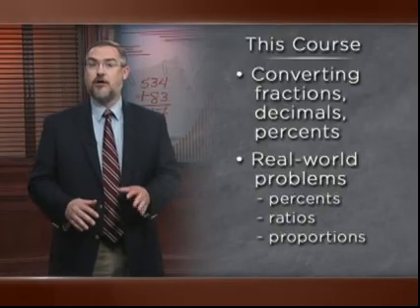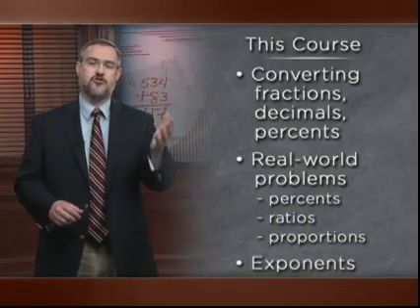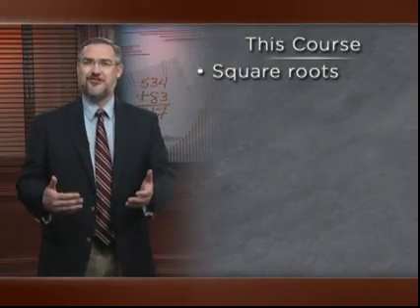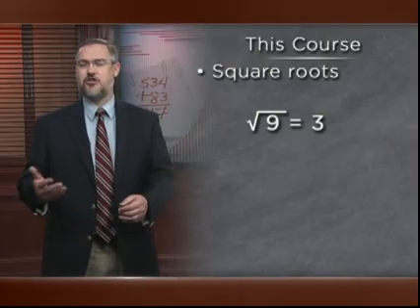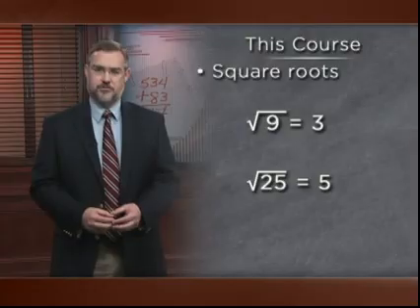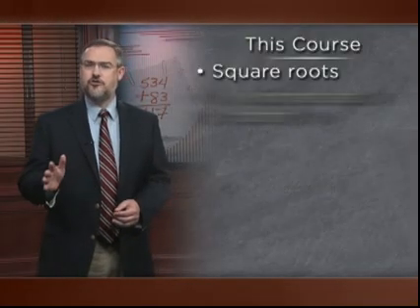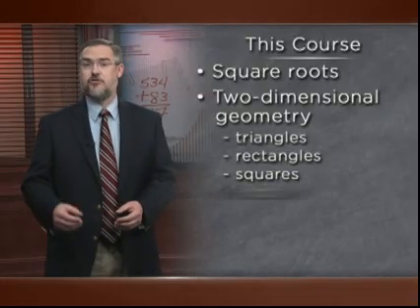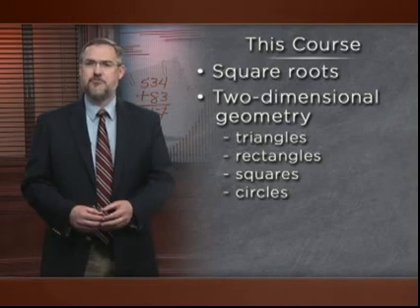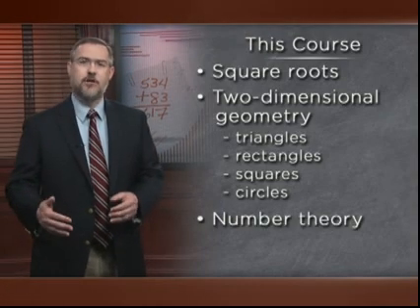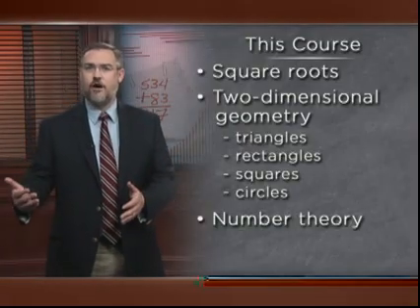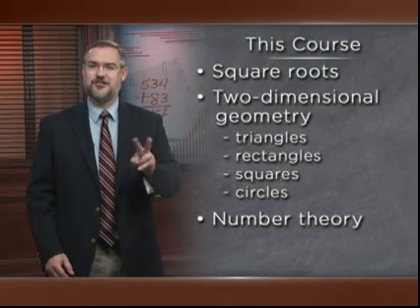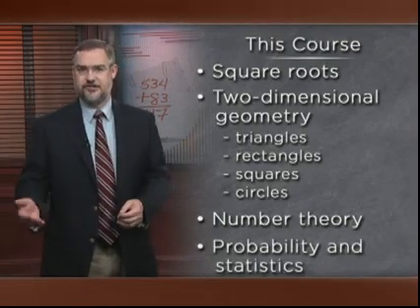We'll work with whole number exponents, like taking 3 and raising it to the 4th power, for example. And we'll talk about things like square roots, which seem to cause some folks trouble. You know, the square root of 9 equals 3, or the square root of 25 equals 5. We'll also talk a bit about two-dimensional geometry, things like triangles, rectangles, squares, and circles. And then we'll delve into a few other small topics like some elementary number theory, what is a prime number, for example, or when one number divides another number. And then we'll close out our course together with two cousins, if you will, elementary probability and statistics.